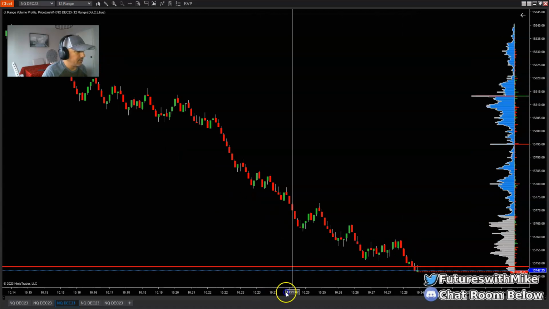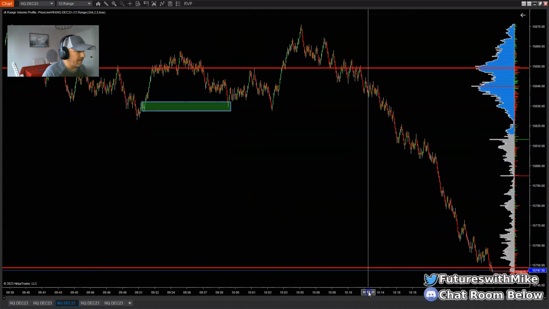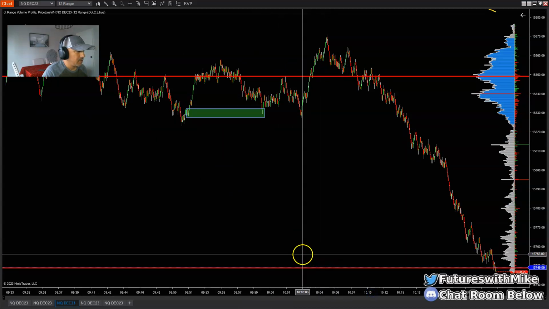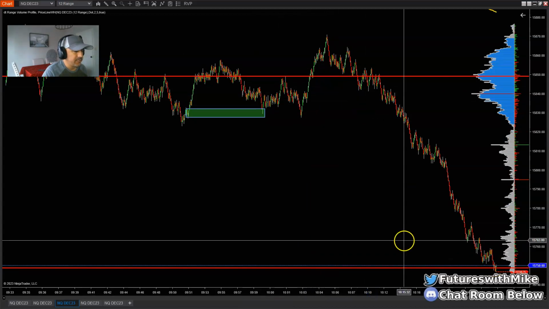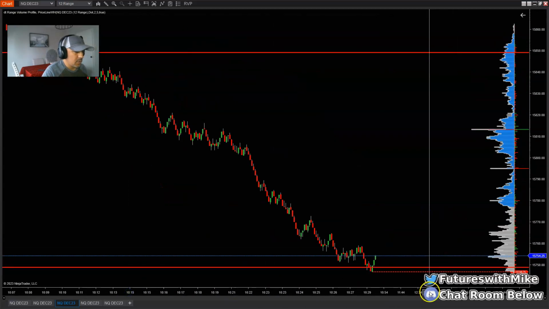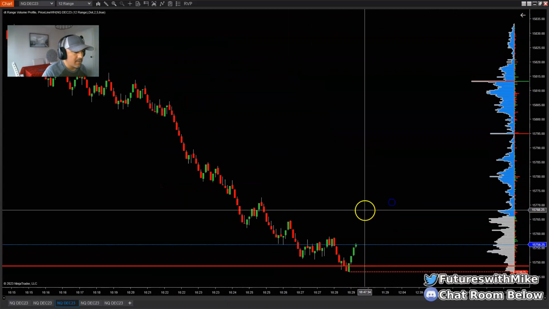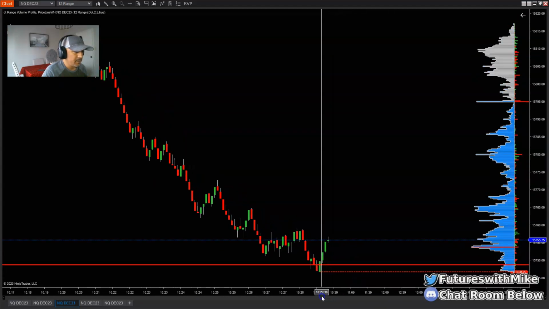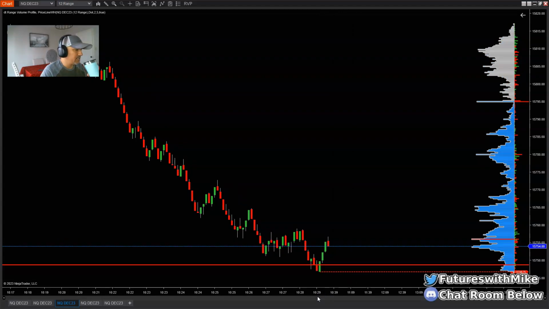This thing is really pushing hard to the downside. I mean, look at that. Shortly after 10 o'clock, we just got a slam to the downside. Let's watch it, rejecting that area that I marked off the higher time frame. Are we going to get a bounce here? Let's see.